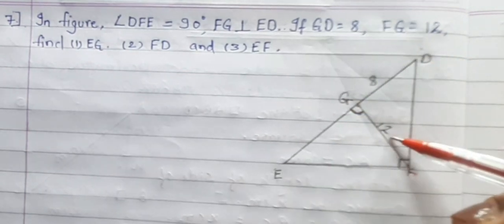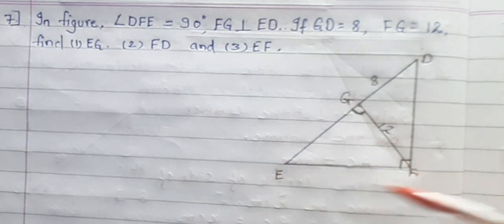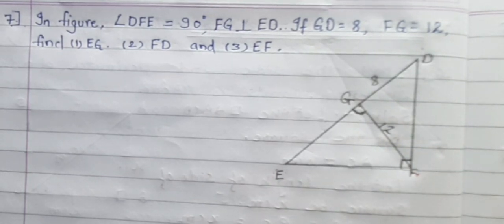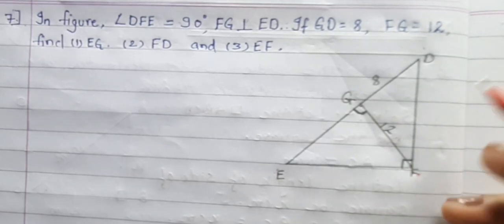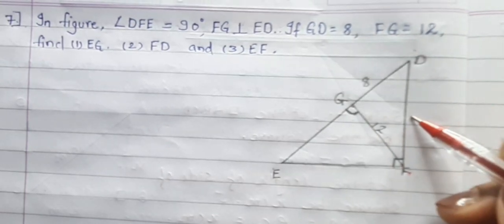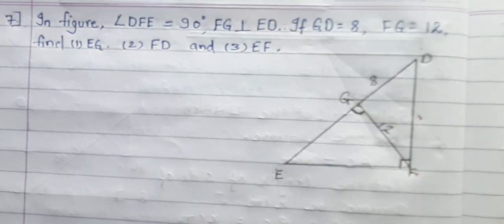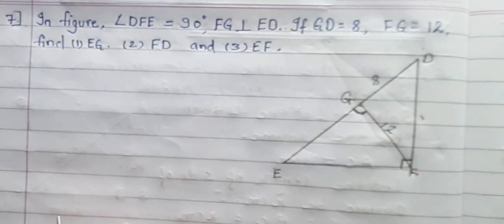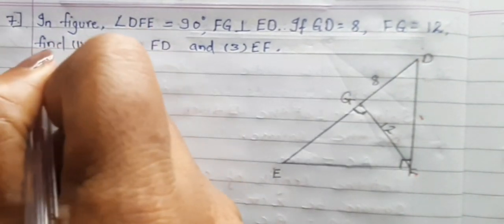So two values are with us. Third value we can calculate. And the last part, that is EF. So you have to apply Pythagoras theorem only. Is it clear? So here we start. Very first thing we will find out length of FD. Okay. So here what is given to us? Solution.